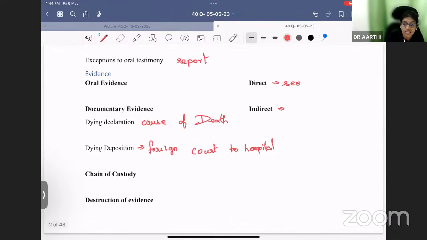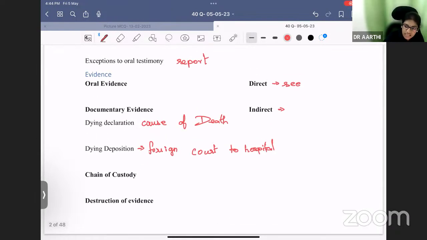Chain of custody is from the time the evidence is collected to the time it is deposited in the court. So from the time it is collected to the time it is produced in the court, who has it? What has it? Who has opened it? The documentation of it is known as the chain of custody. So if the chain of custody is broken, the evidence becomes invalid.